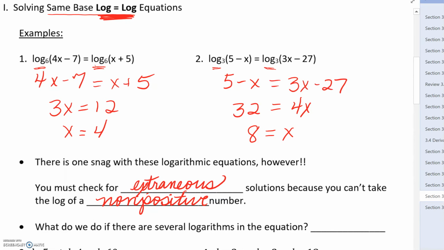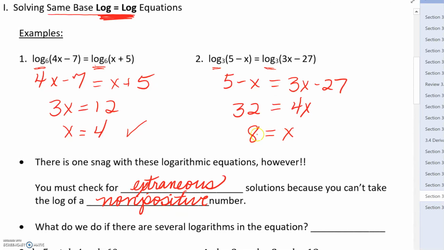So let's go back to these first two problems that we did. One of these is actually not correct. What you have to do is take your answer and quickly plug it back into the original and make sure that plugging that number in gives you a positive result. So 4 times 4 minus 7, yes, that's positive. 4 plus 5 is positive. So this one should be fine.